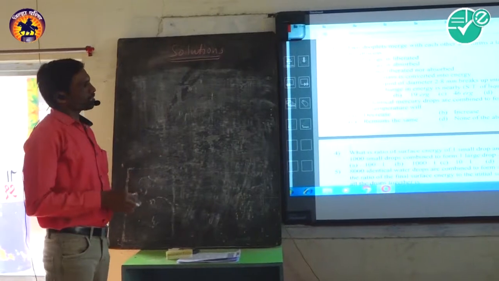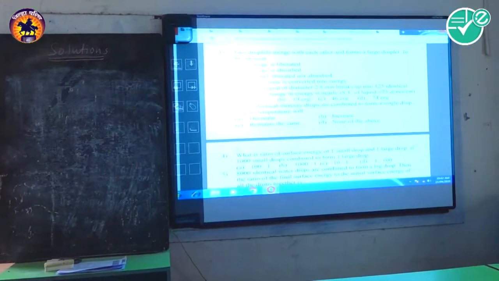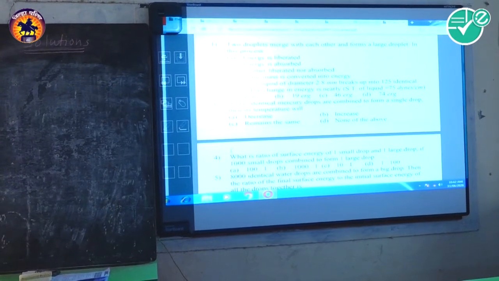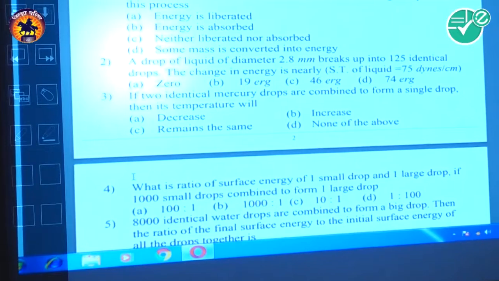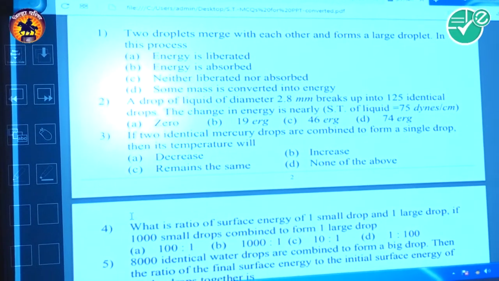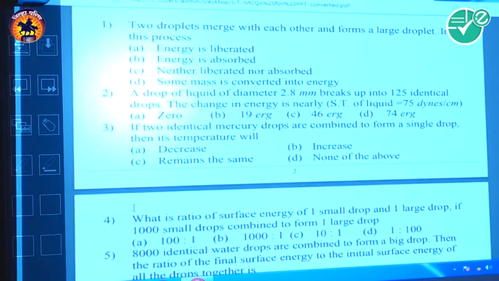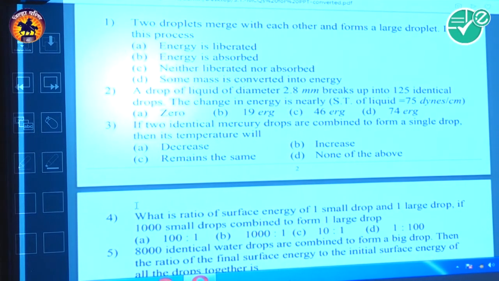Then here third MCQ: if two identical mercury drops are combined to form a single drop, then its temperature will... It means in this process the two drops are combined to form a single drop. In this process the surface area decreases, and when the surface area decreases, work is done due to the force of surface tension.